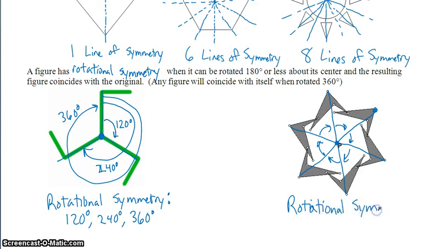This figure has rotational symmetry every 60 degrees. I'm just going to count by 60 degrees. 60 degrees, 120 degrees, 180 degrees, 240 degrees, 300 degrees, 360 degrees.